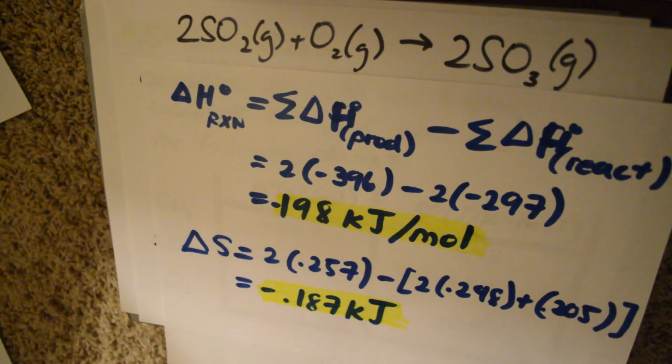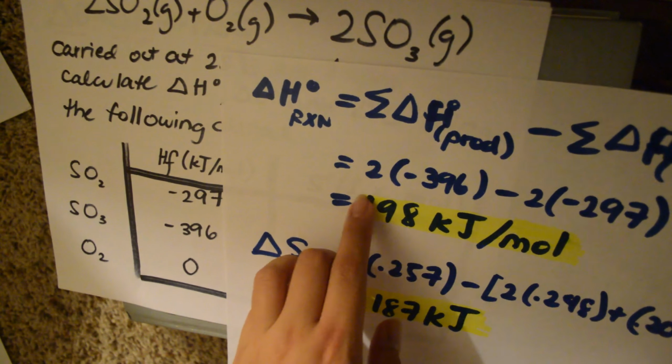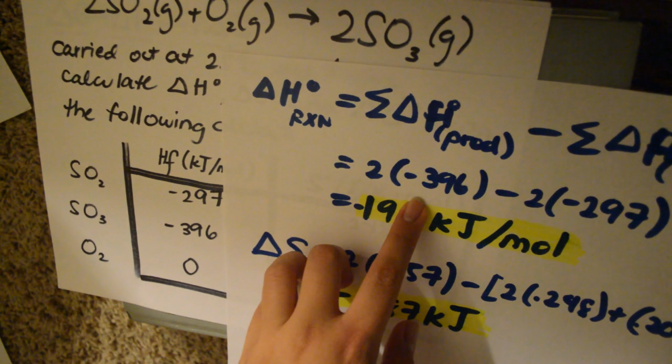You have 2 moles of the product, and the H value is negative 396, so you have 2 moles of that, as well as the reactants, which is 2SO2, and for 2SO2 you have negative 297, and for O2 it's just 0, so you just disregard. And so when you calculate it, you end up getting negative 198 kilojoules per mole. And for delta S, it's the same thing, and I end up getting 0.187 kilojoules.